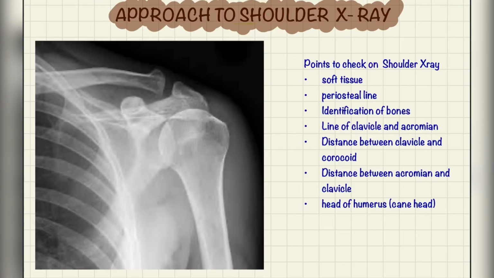Welcome to Physio Alchemy. In today's video, we'll be talking about shoulder x-rays, points that we need to keep in mind while looking at shoulder x-rays, exploring various views, pinpointing key structures and landmarks to look out for in your x-ray analysis. Here on the right hand side, I have mentioned a few points like soft tissue, periosteal line, identification of bones. We should keep looking at these points while analyzing our shoulder x-ray from the very first.